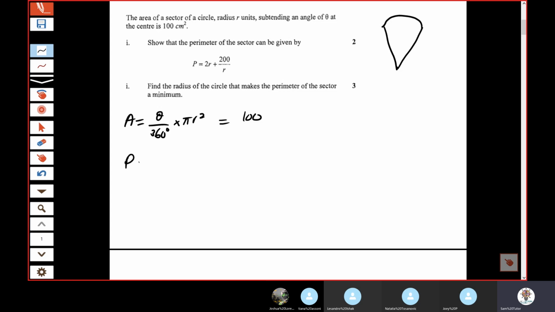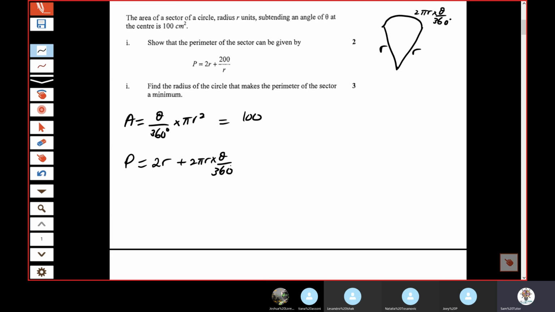Okay, to find the perimeter, we know that is r plus r plus 2 pi r times theta on 360 as well. True? So that becomes r plus r, which is 2r, plus 2 pi r times theta on 360. Okay, when you compare the perimeter you have here to the perimeter that they asked you to prove, what's the only thing that has to disappear?